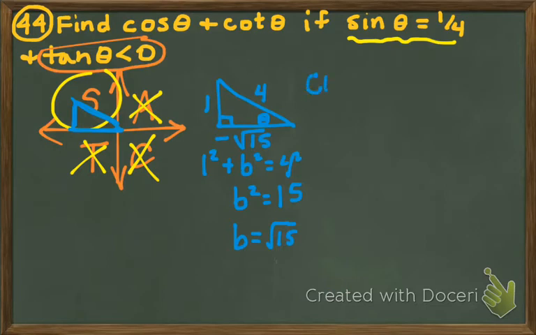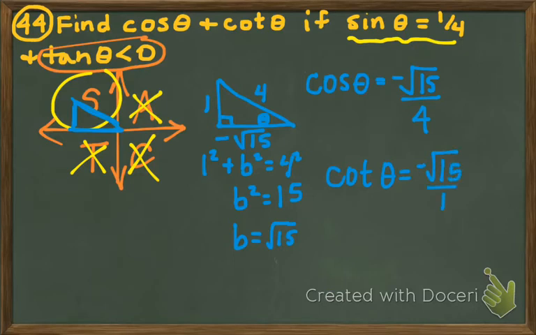Now, because we want the cosine, it's important that we note that our horizontal motion there was to the left. The adjacent is the negative square root of 15, and our hypotenuse, which is what goes on the bottom of cosine, is 4. Then we want the cotangent, which is the reciprocal of tangent, and tangent's opposite over adjacent, so this one will be adjacent over opposite, which gives me negative square root of 15 over 1, aka negative square root of 15.